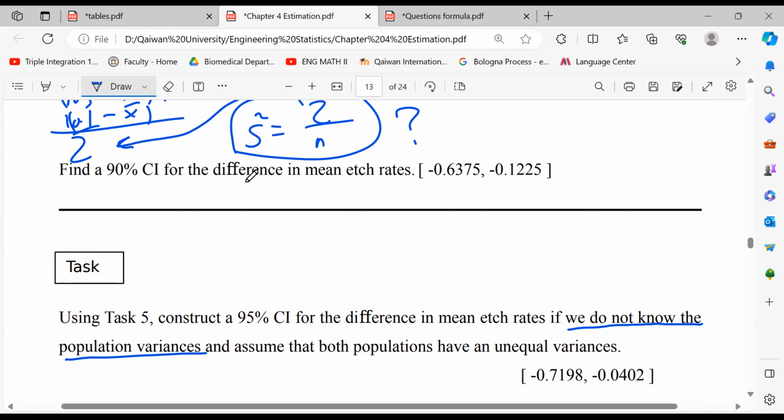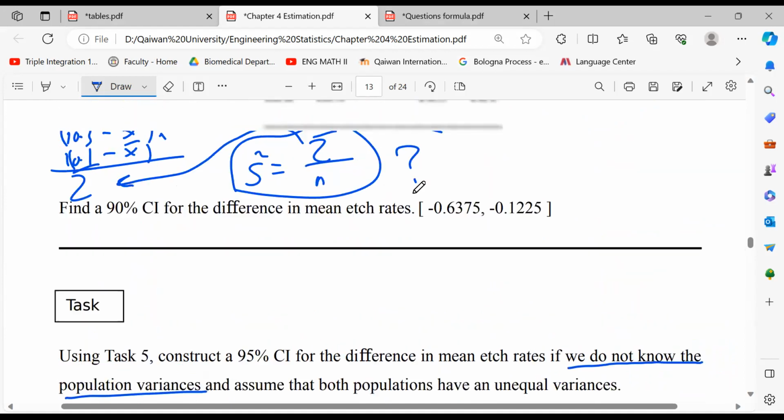Find the 90% confidence interval for the difference of means.